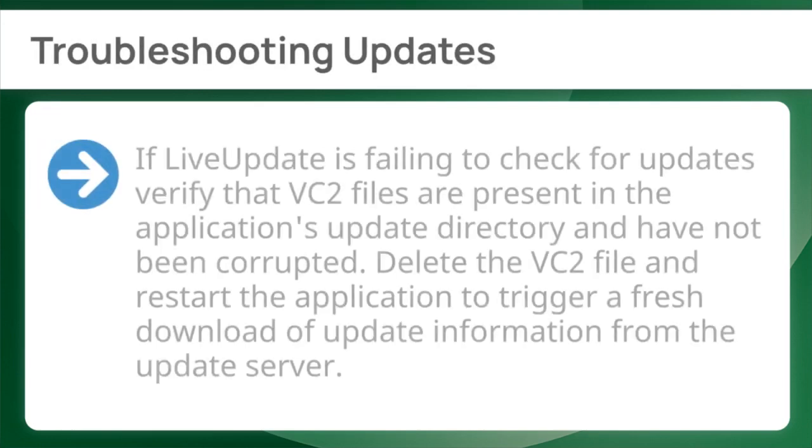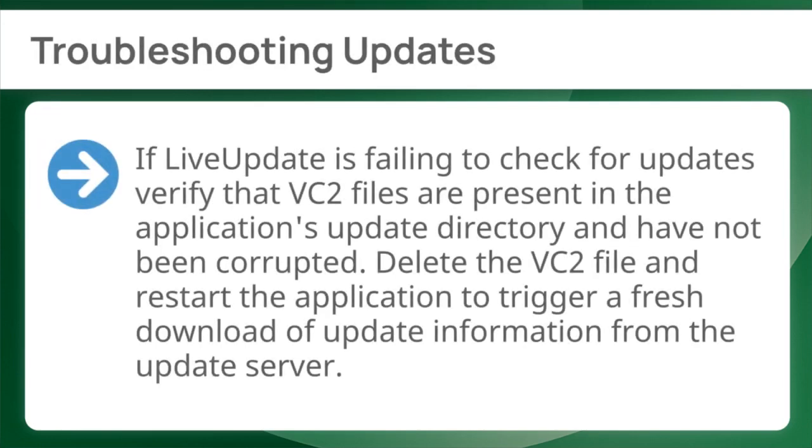Next, troubleshooting updates. If LiveUpdate is failing to check for updates, verify that VC2 files are present in the application's update directory and have not been corrupted. Delete the VC2 file and restart the application to trigger a fresh download of update information from the update server.